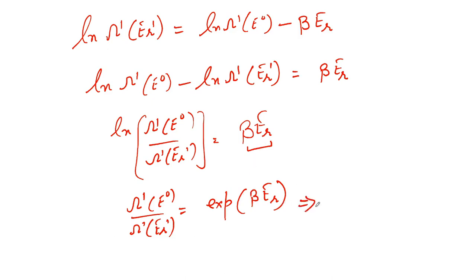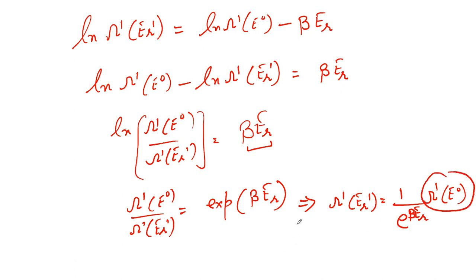So we can rewrite this equation as omega dash ER dash, that is 1 over exponential of beta ER into omega dash E naught. So this is the function, or the microstates, for this composite system, and E naught is a constant value. So we can write our relation that the energy of this heat reservoir is directly proportional to a function of exponential beta into ER.